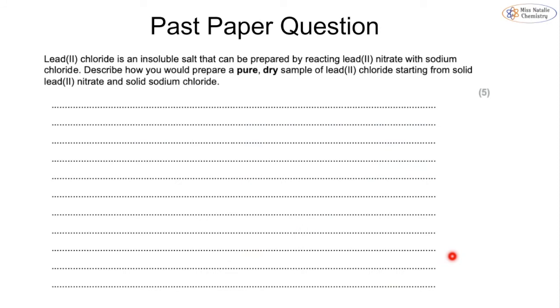And then we want to look at, for 5 marks, lead chloride is an insoluble salt that can be prepared by reacting lead nitrate with sodium chloride. Describe how you would prepare a pure, dry sample of the lead chloride by starting with these two substances. So how are we going to do this? Well, because it is an insoluble salt, this is your precipitation reaction. So we're just wanting to describe, for 5 marks, how we get a precipitation reaction.